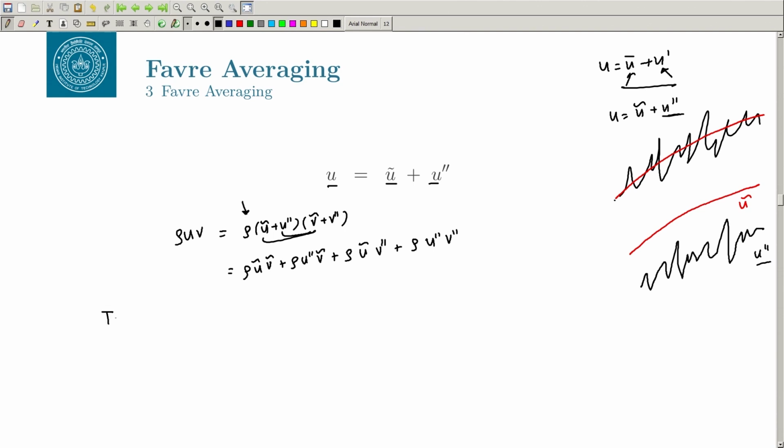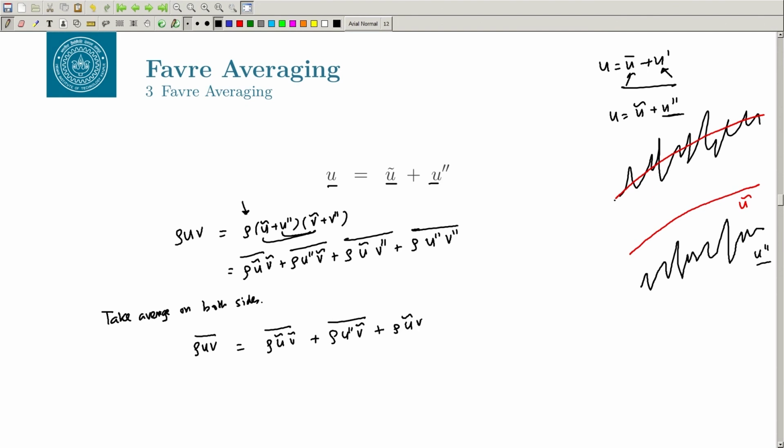Now, you take a mean of it, take the average on both sides. This will become rho u v bar, right, and we are putting the average of all of this. So, what will happen now? We have basically rho u tilde v tilde bar plus rho u double prime v tilde bar plus rho u tilde v double prime bar and plus rho u double prime v double prime bar, right.